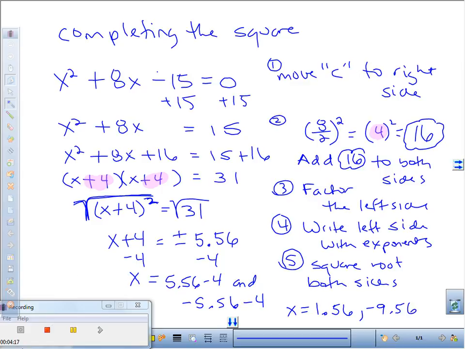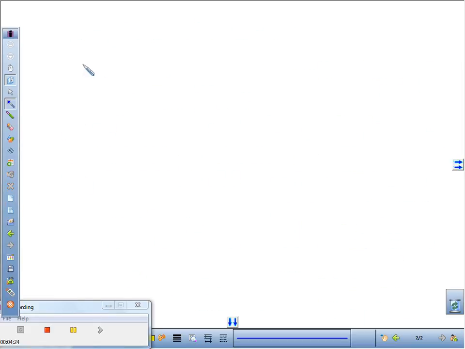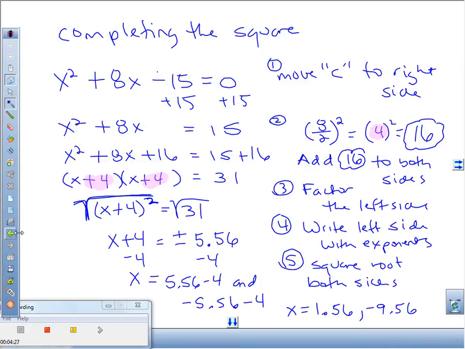Okay, that timer is going, isn't it? Okay. So with the quadratic, that's okay. I'm just going to talk if anybody will listen.